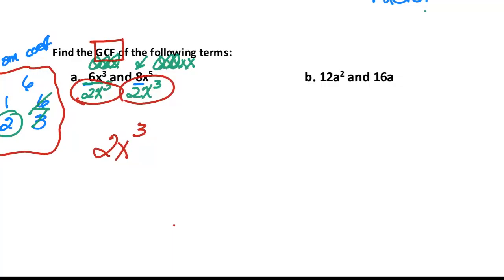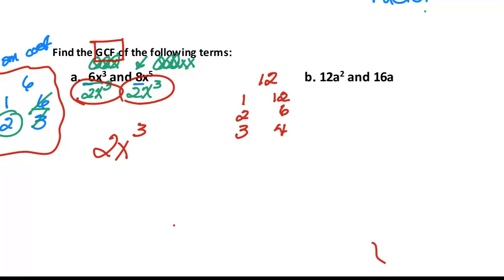So I have 12a squared and 16a. Start with your smallest coefficient, which is what? 12. So I'm going to write down 12, and let's talk about the factors of 12. Always start with 1 and that factor itself. So 1 and 12, and then go up. 2, is 2 a factor? Yes, so that'd be 2 and 6, right? 2 times 6 is 12. And then go up one more, 3, 3 and 4.